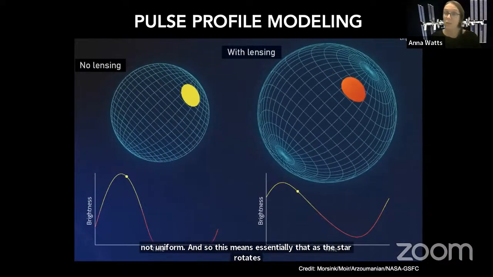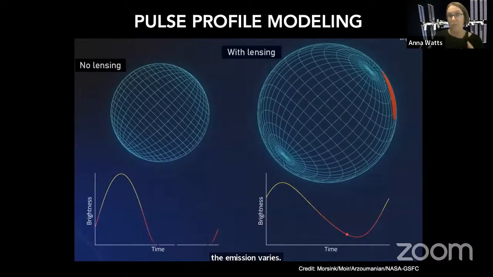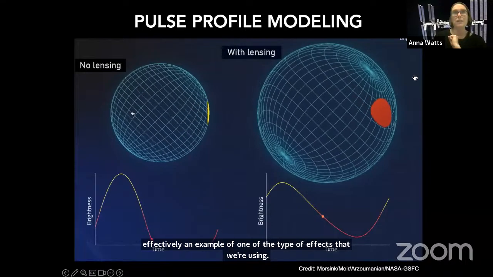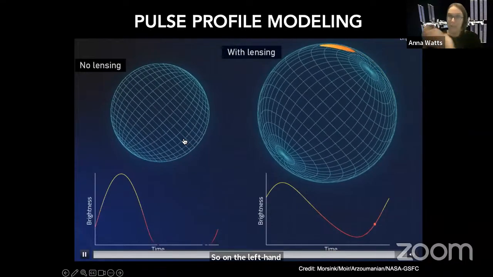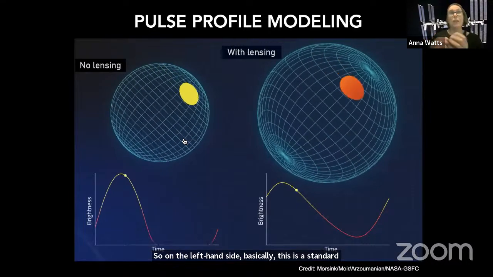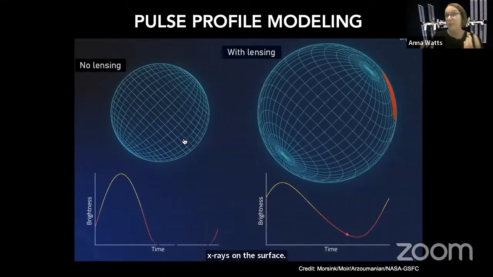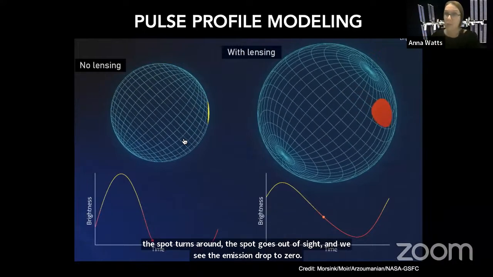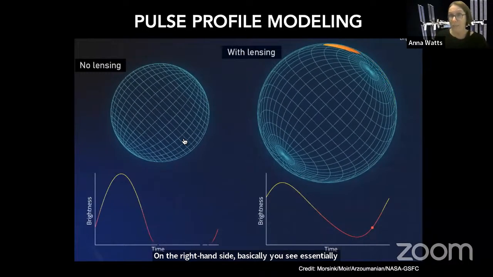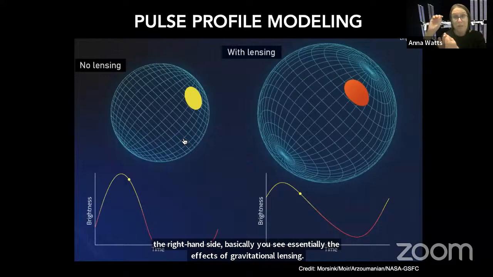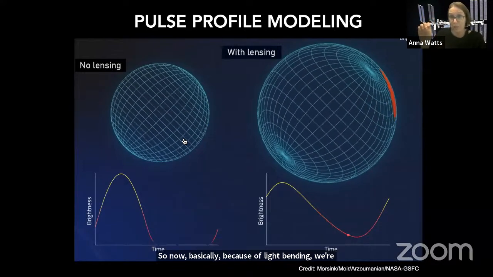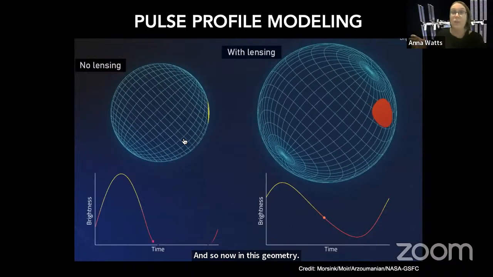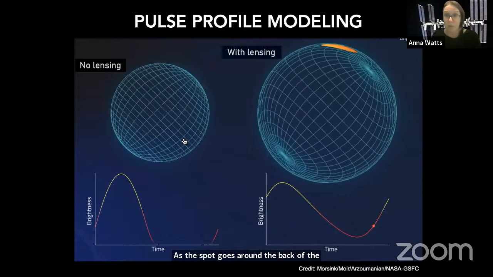What you can see in the movie here is an example of one of the types of effects that we're using. On the left-hand side, this is a standard Newtonian gravity star. It has a hot spot emitting X-rays on the surface. As the spot turns around, the spot goes out of sight, and we see the emission drop to zero. On the right-hand side, you see the effects of gravitational lensing. Because of light bending, we're seeing some of the back of the star as well. And so in this geometry, as the spot goes around the back of the star, we don't lose it. We actually still see some emission from it.